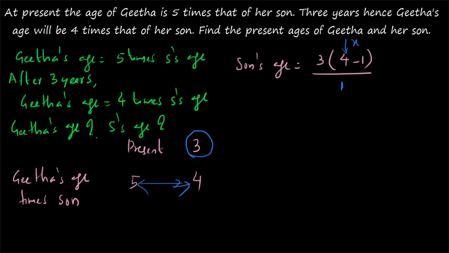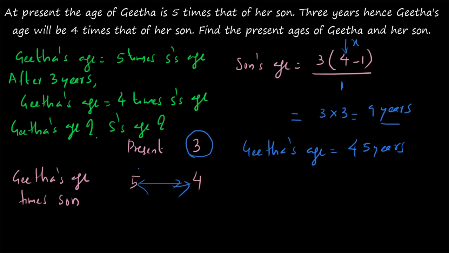Here y will be more because we are talking about the future. So the present ratio will be greater than the future ratio. So son's age is equal to 3 into x minus 1 divided by y minus x. Naturally, you have to take the difference of the ratios. So 3 into 3 is equal to 9 years. At present, Gita's age is 5 times that of her son's age, so Gita's age will be 9 into 5, which is 45 years. So the present ages of the son and Gita are 9 years and 45 years respectively.